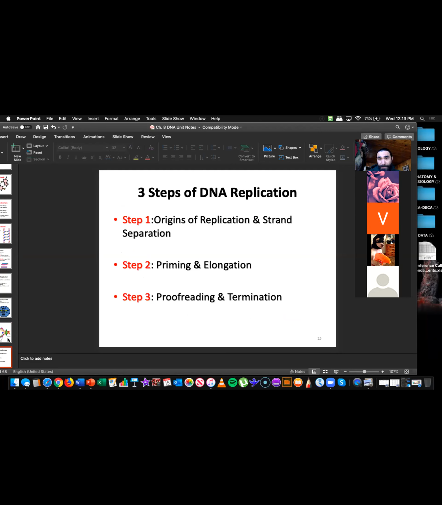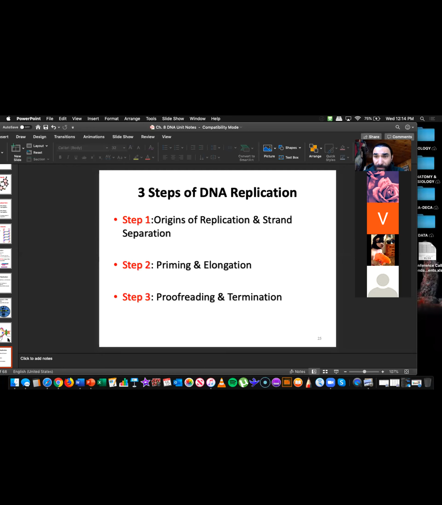Origins of replication and strand separation, priming and elongation, proofreading, and termination. Very good. So I'm not going to go over all of the steps in detail here because you can just read this on your own. I just want to highlight the important stuff. So we'll start with just step 1 for today.